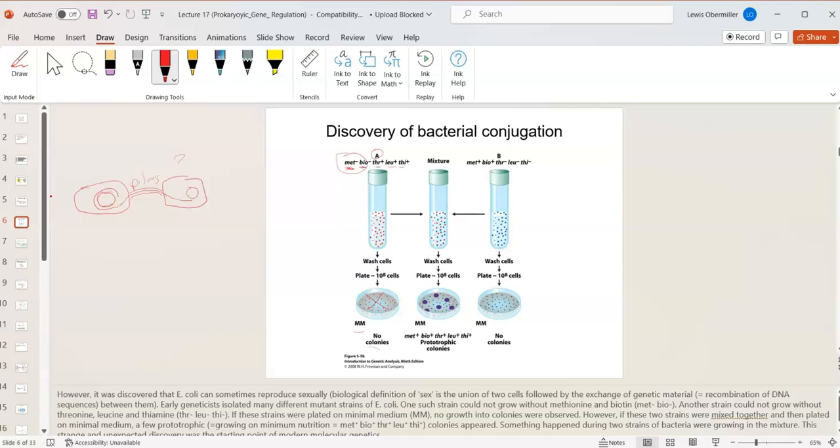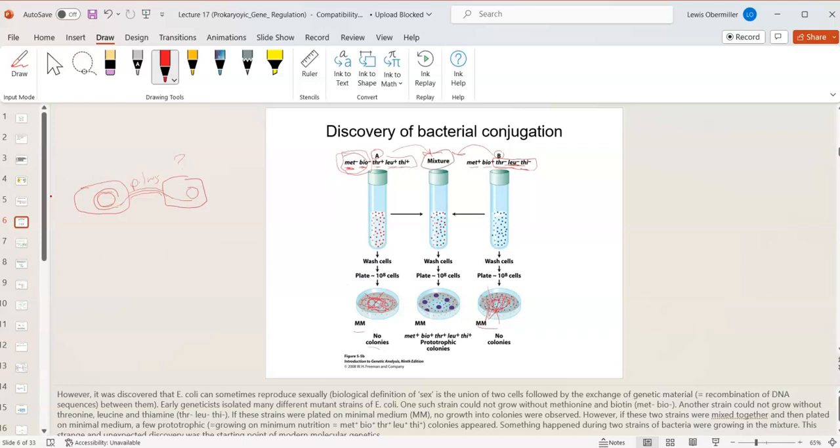This one is strain B. This is Met plus and Biotin plus, which is opposite this one. And then threonine, leucine, and thiamine minus. So again, opposite of this. So they mixed the B's and the A's. Of course, nothing's going to grow on this. This is minimal media. It can't make any of these amino acids, so they're going to be dead. This is a clean plate, even though it's clear. There's nothing going to grow in here. This one is also clear. Nothing's going to grow in there.